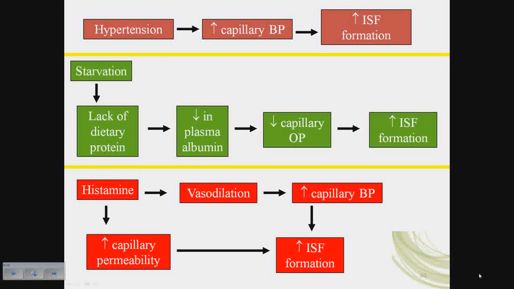Starvation, or caloric malnutrition, or kwashiorkor, shown here in green. That's a lack of dietary protein. That means the liver is not getting enough essential amino acids to make albumin. We know this leads to a decrease in albumin, the most abundant plasma protein. And that means your capillary colloid osmotic pressure will drop. That's the Starling force that's going to be disrupted the most.